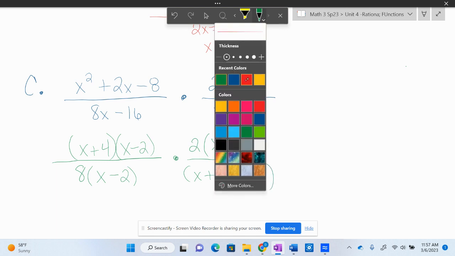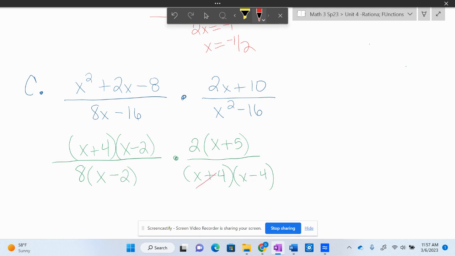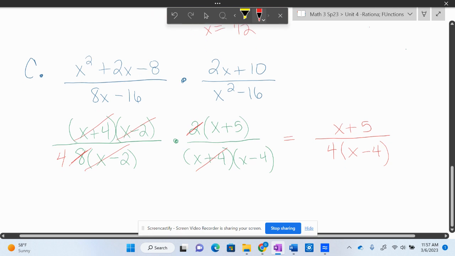Okay, what are some things that we can get rid of? Anyone? X plus 4. Yep, cross reduce. What else? X minus 2. Anything else? The 2 will go into 8 4 times. Okay. We multiply fractions straight across. So the only thing that I have left in my numerator is x plus 5. The only thing I have left in my denominator is 4 times the quantity x minus 4. Okay.